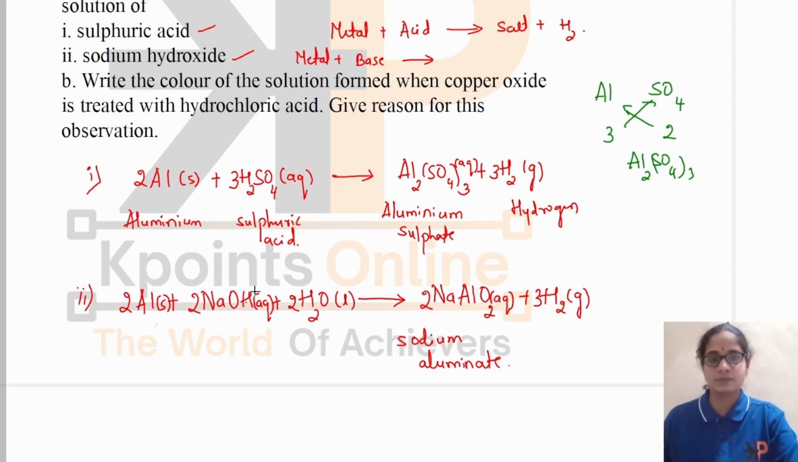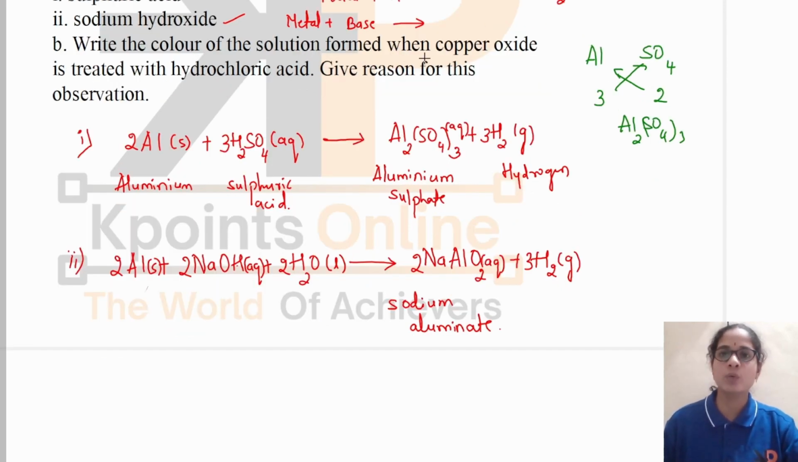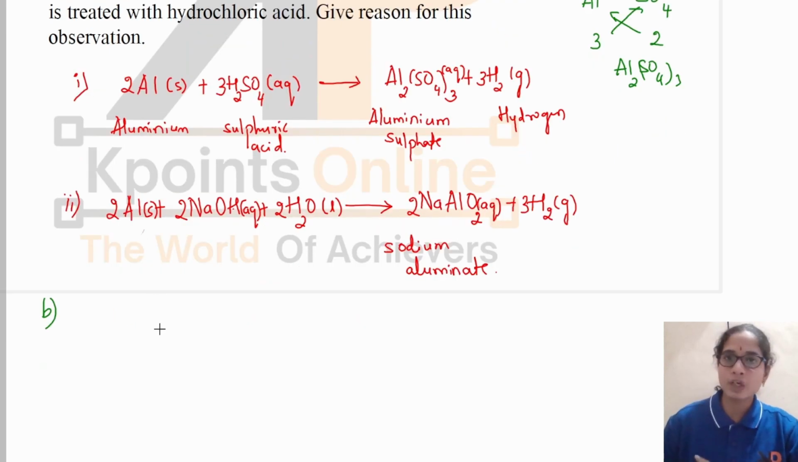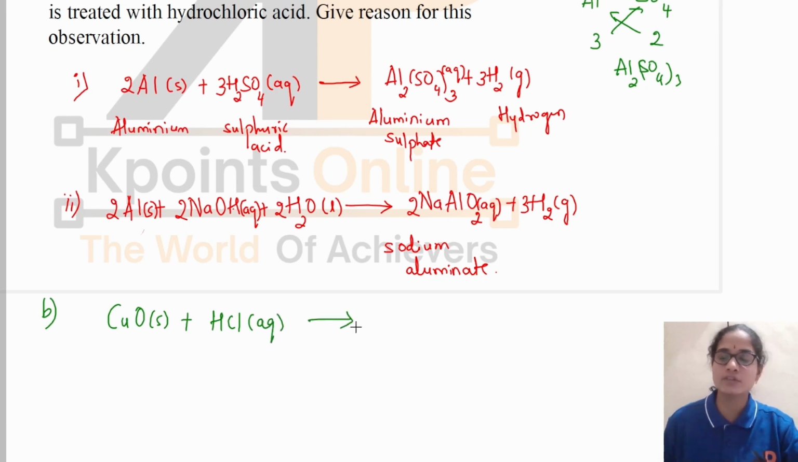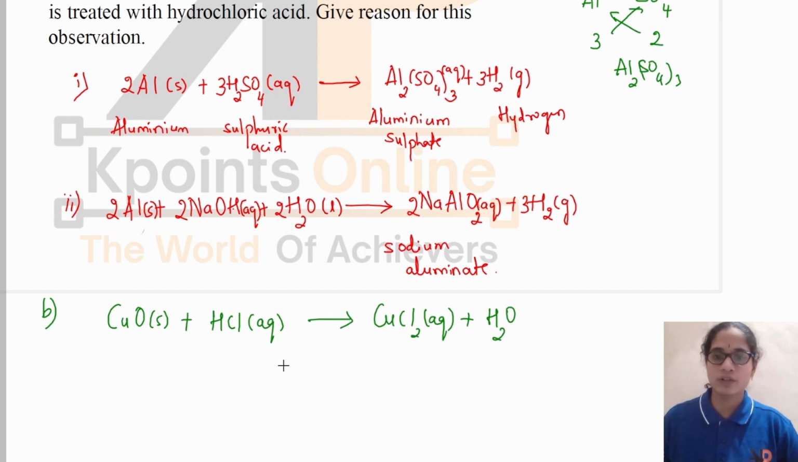Okay. Next, write the color of the solution formed when copper oxide is treated with hydrochloric acid. Give reason for this observation. So, we have to solve this. When copper oxide is made to react with hydrochloric acid, what happens there? There is a formation of salt, that is copper chloride and water. They have asked that write the color of the solution formed when copper oxide is treated with hydrochloric acid.